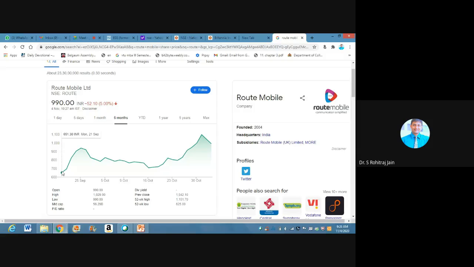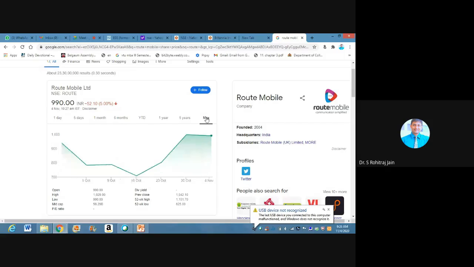See, on 21st September it was 651.3 Indian rupees, right? Now what happened? If you had purchased at 651, it went to this level, students: 1096. So we call them multi-baggers. That means they give fantastic returns.